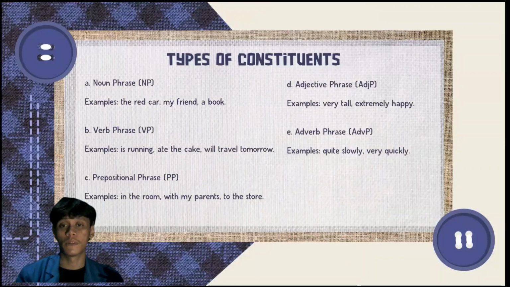Next, types of constituents. A. Noun phrase. For example, the red card, my friend, a book. And B. Verb phrase. For example, is running and will travel tomorrow. C. Prepositional phrase. For example, in the room, with my parents, to the store. D. Adjective phrase. For example, very tall, extremely happy. The last is E. Adverb phrase. For example, quite slowly, very quickly.